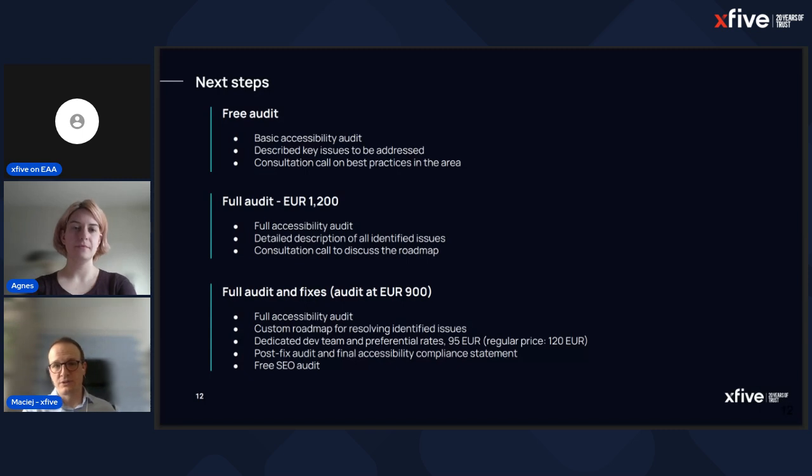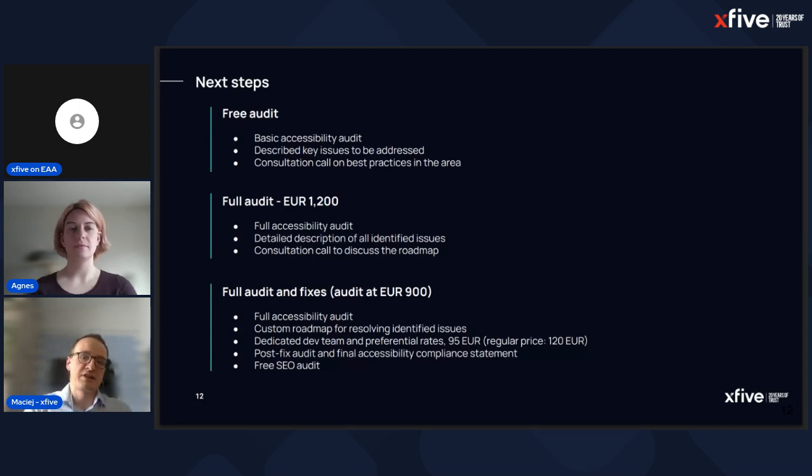Then for 1,200 euros, we have a full accessibility audit with a detailed description of all the issues that were identified and a detailed roadmap on how to tackle those issues. And again, a consulting session that will inform you on how to tackle step by step all the issues that we've found. And then finally, if you decide after the audit to do the fixes with Xfive, then we'll discount the price of the audit, and we'll create the fixes and fix your website at a special discounted price of 95 euros per hour in a time and material model.